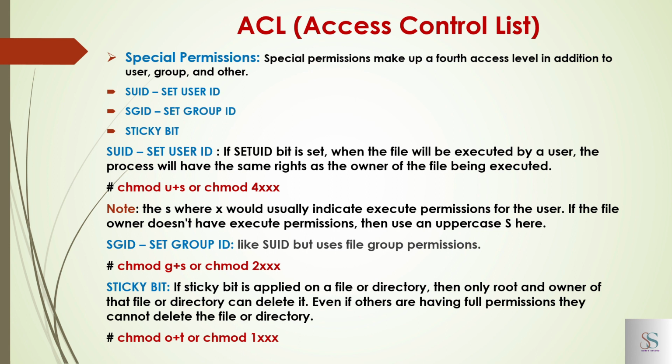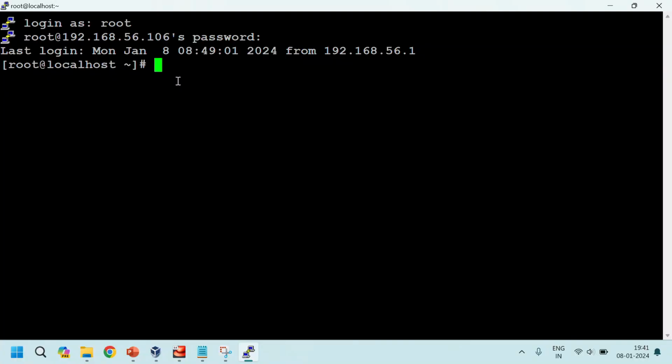For this, chmod o+t or chmod 1, or else we can directly give chmod +t and the file name. If you want to remove it, just use o-t, like chmod -t, and it will remove the sticky bit permissions.